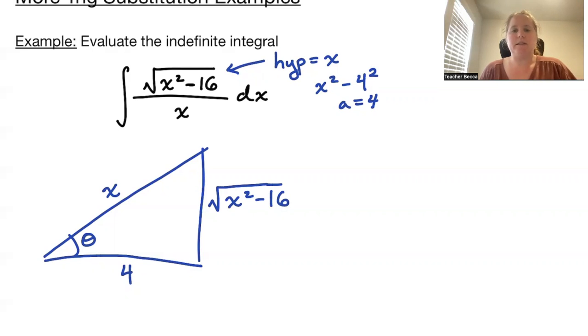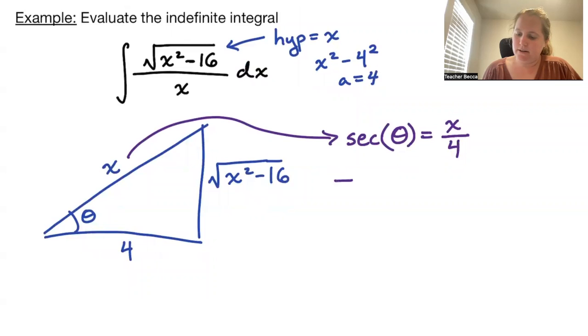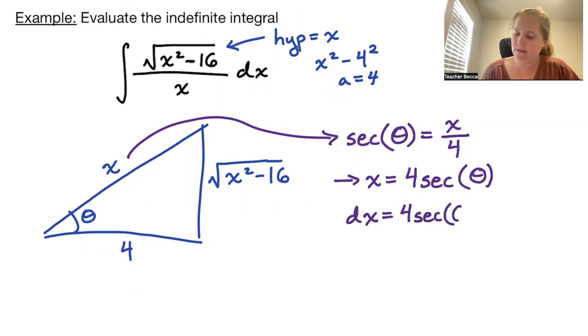that relationship is secant. Let me update my screen quickly. So we have secant of theta is equal to x over 4. That means that x is equal to 4 times secant of theta. And dx is 4 secant theta tangent theta d theta.